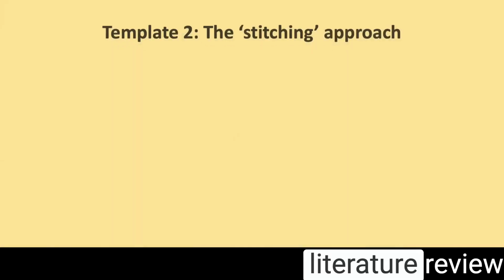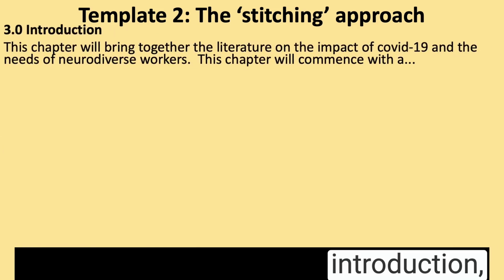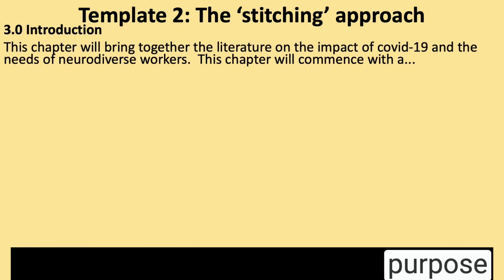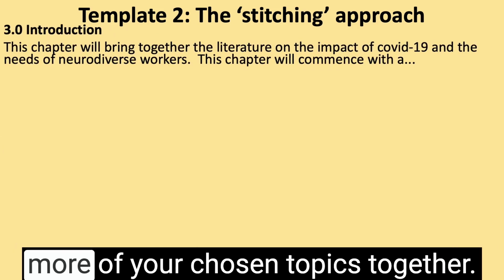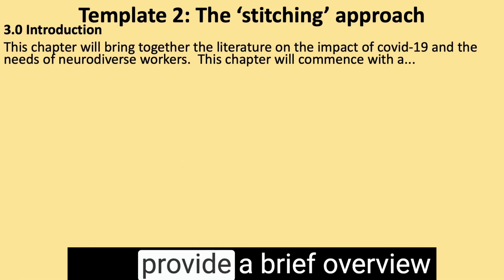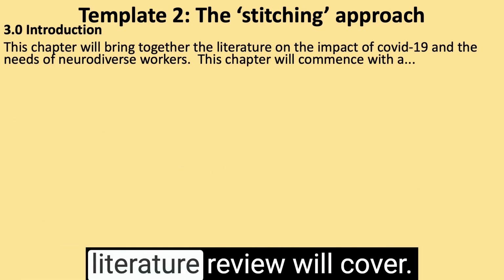You will need to start the literature review chapter with a very small introduction. So you should explain that the purpose of this chapter is to bring two or more of your chosen topics together. Then provide a brief overview of the areas that your literature review will cover.